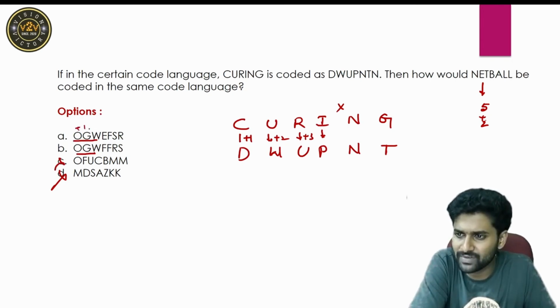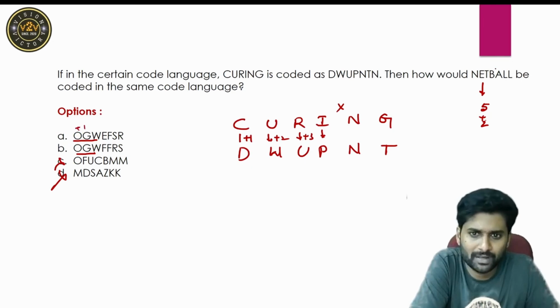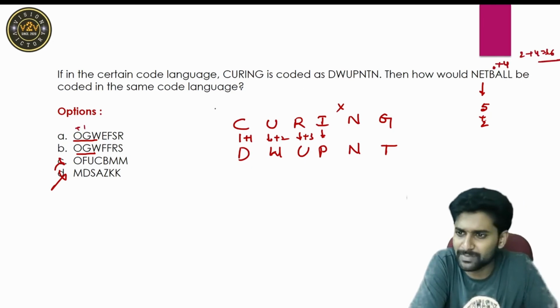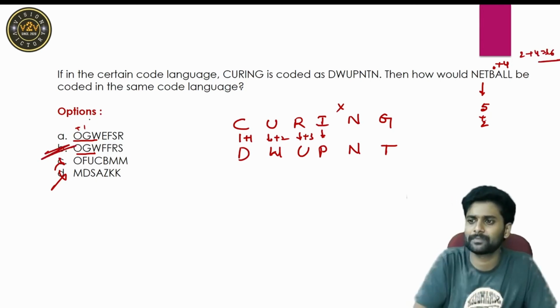OZW. Now see, +1, +2, +3, +4. Now see, B + 4. So 2 + 4 is equal to 6. The 6th letter must be F. So the option is B.